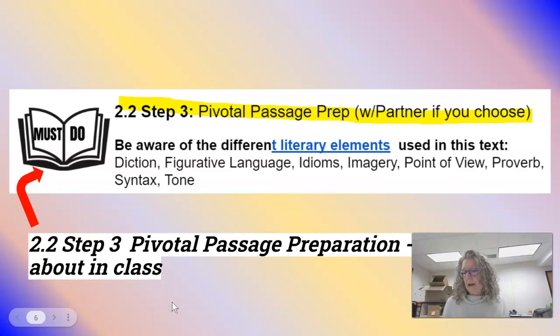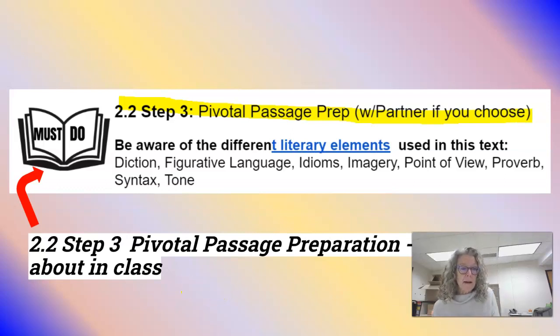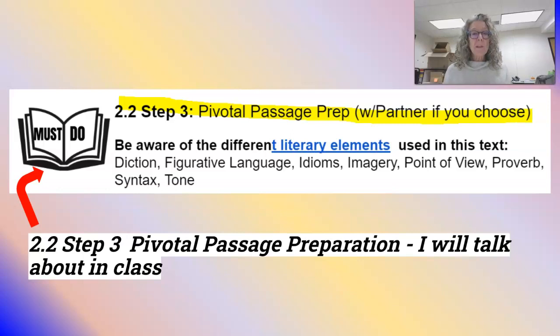Last thing, on page 11, you have step 3, this pivotal passage preparation. I have a note here on the bottom if I move myself up. I will talk about this in class next week, probably Tuesday, for people that are ready. And I'll have some documents for you, but that's the assessment in this chapter deals with pivotal passages and analyzing a really important passage and finding some literary elements in it and explaining how Chinua Achebe used them to emphasize or show us something and why you think that was important.